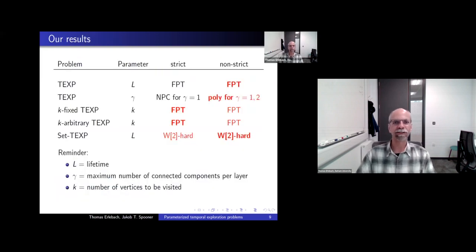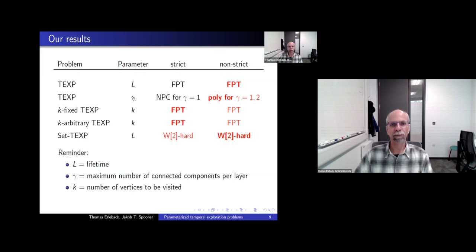So what are our results? For the temporal exploration problem with parameter lifetime of the graph, in the strict case, it's kind of trivial to see that that's FPT. We can show that even in the non-strict case, where the lifetime can be very small compared to the number of vertices, that is also FPT.